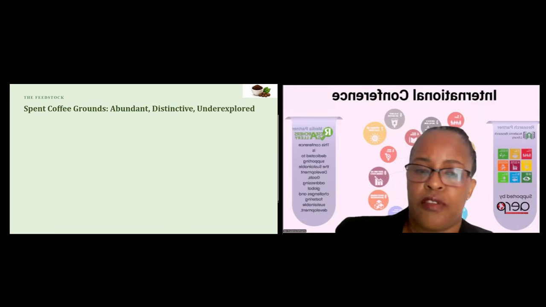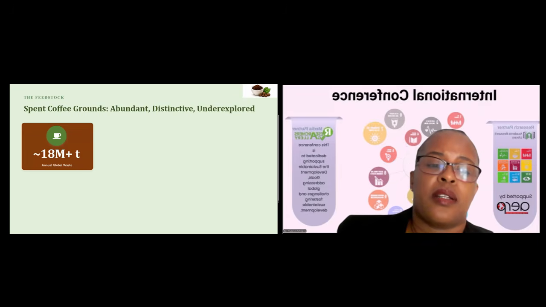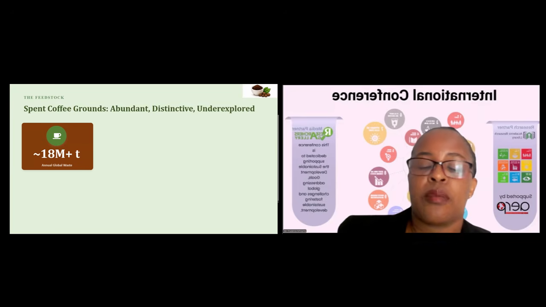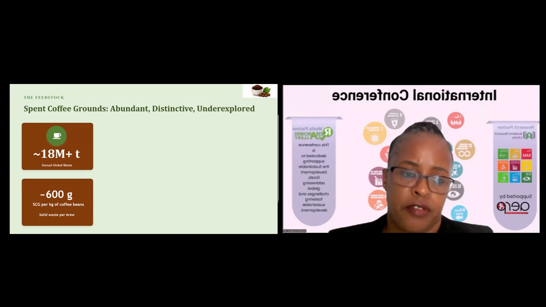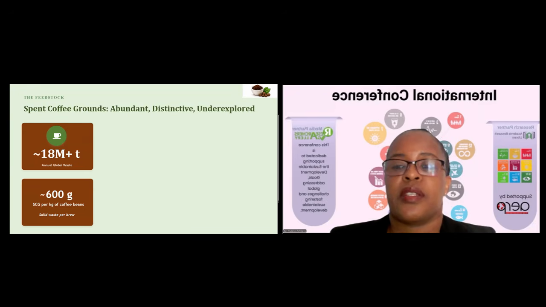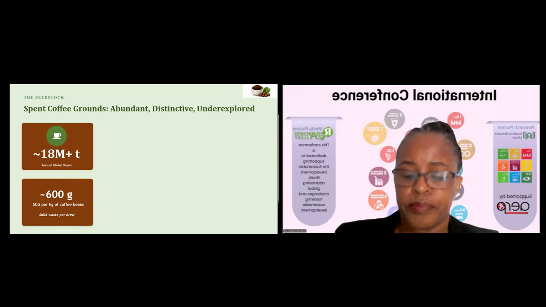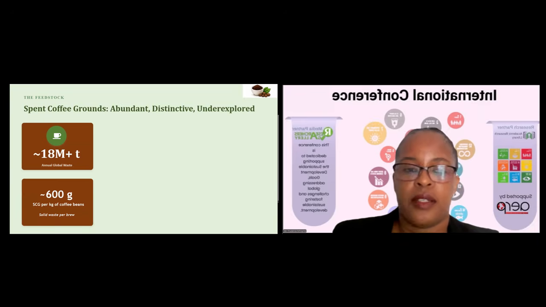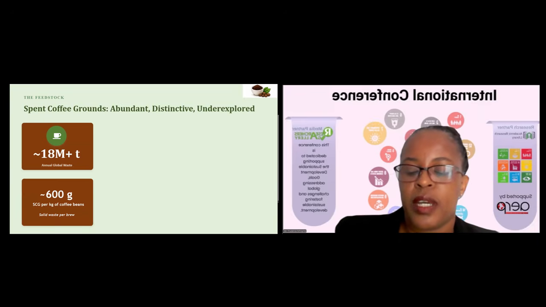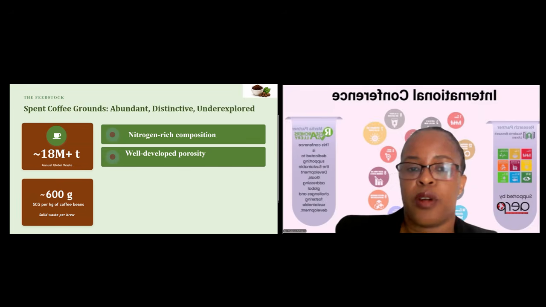So now, spent coffee grounds. Spent coffee grounds are abundant, distinctive, but underexplored. Almost 18 million metric tons of spent coffee grounds are produced this year. And for every kilogram of roasted coffee beans, 600 grams is wasted. So that comes out as waste. So 60% of your coffee bean is thrown away, and that usually goes into landfill. And when it is in landfill, it creates its own problems.